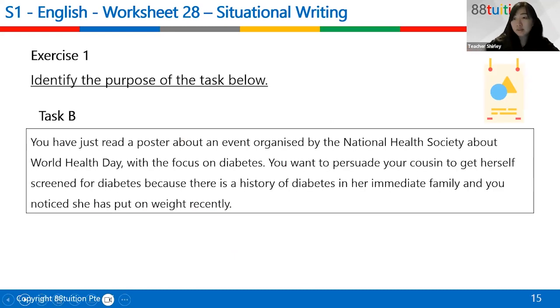Now, next one. You have just read a poster about an event organized by the National Health Society about World Health Day with the focus on diabetes. You want to persuade your cousin to get herself screened for diabetes because there's a history of diabetes in her immediate family, and you notice she has put on weight recently.